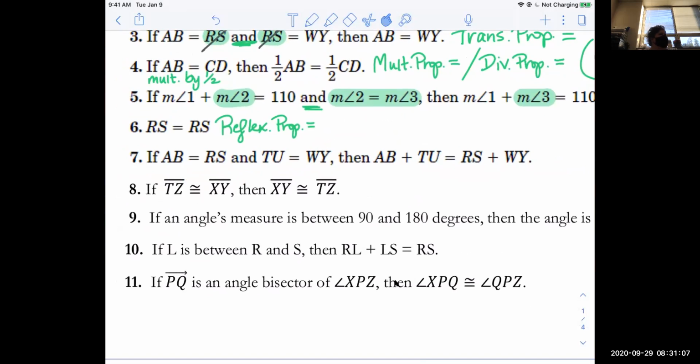This one looks a little different. It's kind of weird at first, and students struggle with this one a little bit. Any ideas? Just guess. What do you think? And we'll talk about if it's right or not.